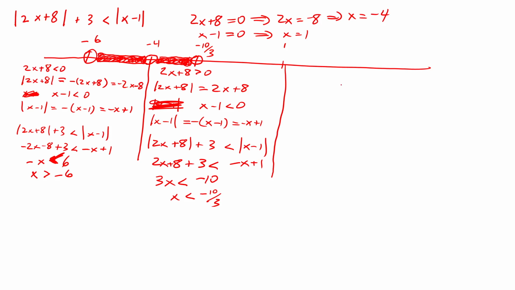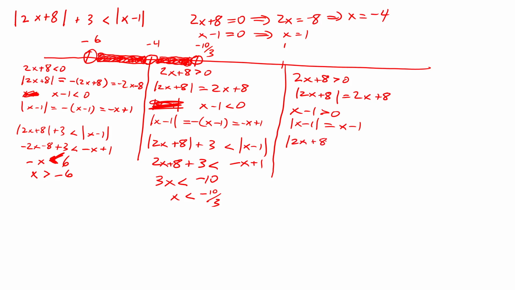Okay? Now, finally, we're going to go to the far right. Now, to the far right, a number greater than 1, 2x plus 8 is going to be greater than 0, which means the absolute value of 2x plus 8 is going to be 2x plus 8. Now, to the far right, x minus 1 is going to be greater than 0, which means the absolute value of x minus 1 is going to equal x minus 1.